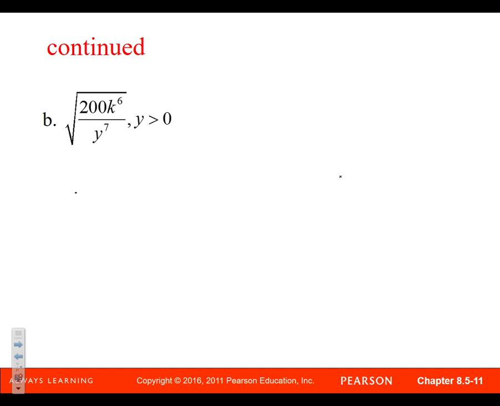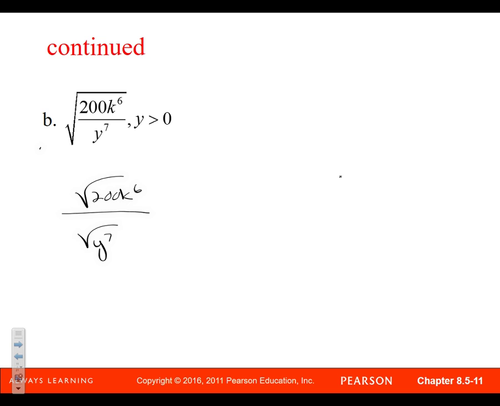So I've got the square root of 200k to the 6th over the square root of y to the 7th. Now, how can I get the denominator to not have any roots? Well, if I think about this, how many times is 2 going into 7 already? This is a really good one to look at. I broke this up into 2 fractions, numerator and denominator. Now, here's my question. 2 goes in there 3 times, doesn't it?